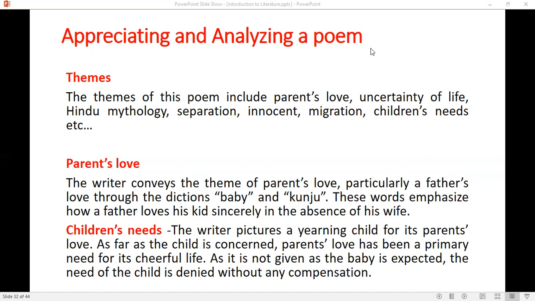Second theme, children's needs. The writer pictures how a child waits for its parents' love. As far as the child is concerned, parents' love has been a primary need for its cheerful life. As it is not given as the baby is expected, the need of the child is denied without any compensation.